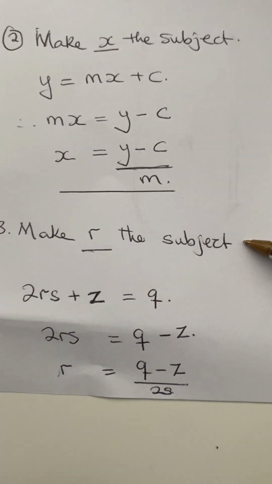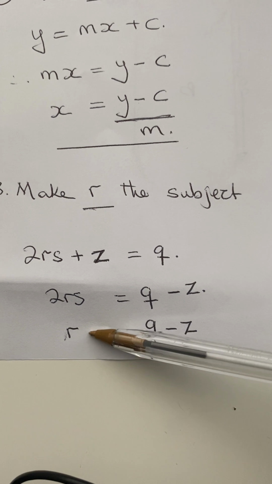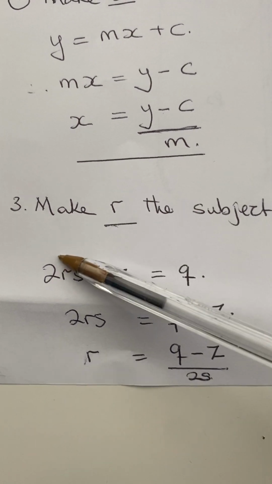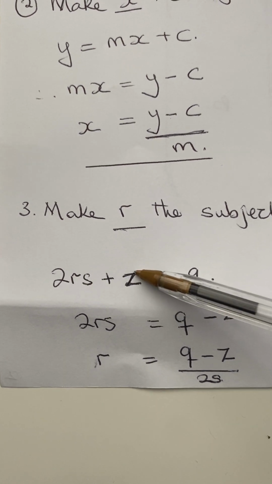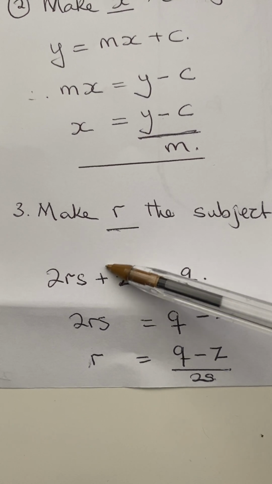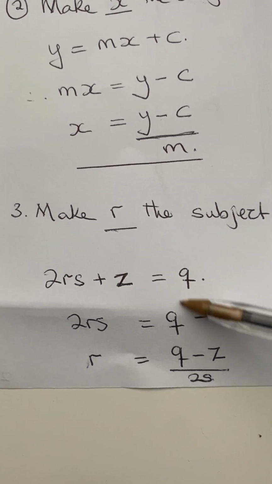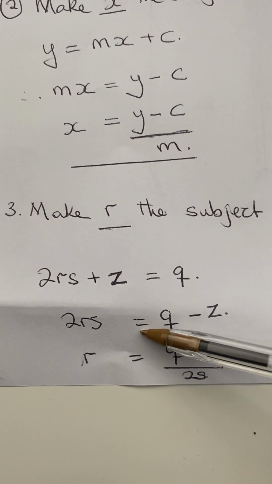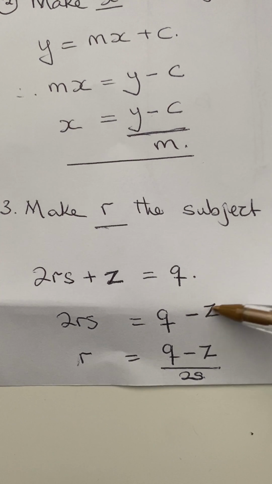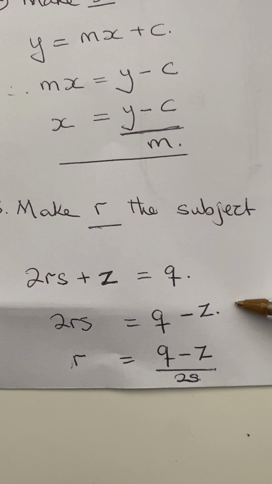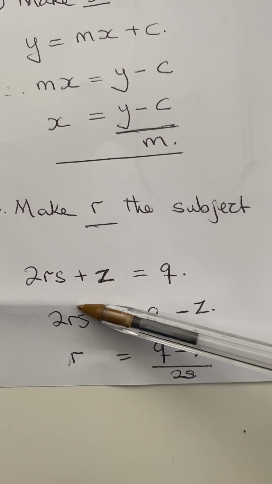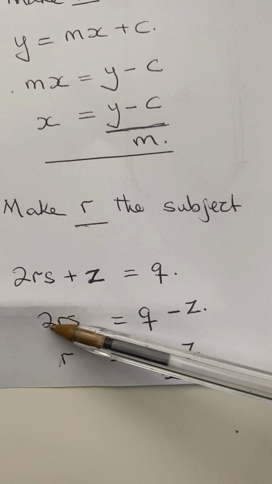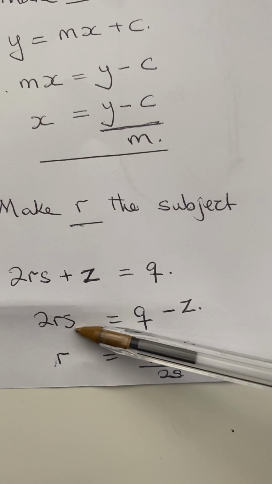Make r the subject. So our final answer again should be r equals something. This is where r is. The first step is I'll take z to the other side. So 2rs will be equal to q minus z. Now we want to make r the subject, so we need to divide both sides by 2s.